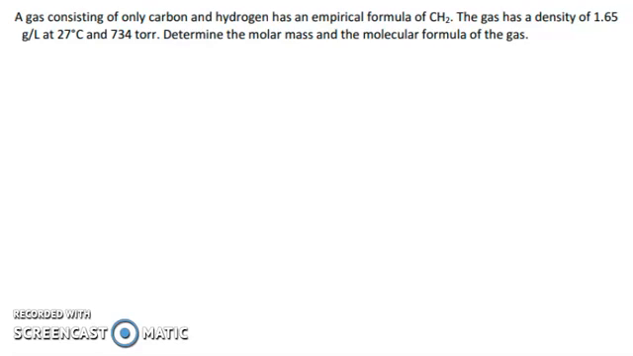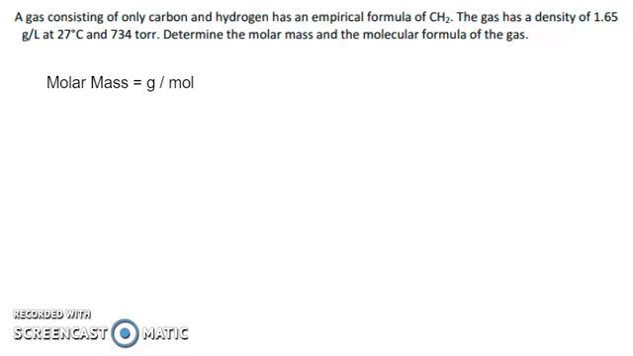Here we have a gas that's composed of only carbon and hydrogen with an empirical formula of CH2. We're told that the gas has a density of 1.65 grams per liter at 27 degrees Celsius and 734 torr. We're asked to calculate the molar mass and the molecular formula for this gas. So let's get started.